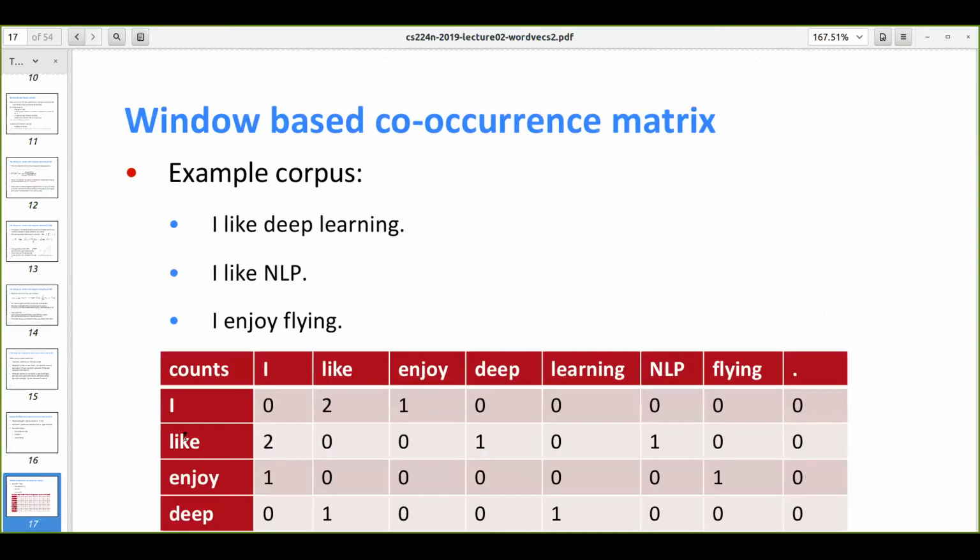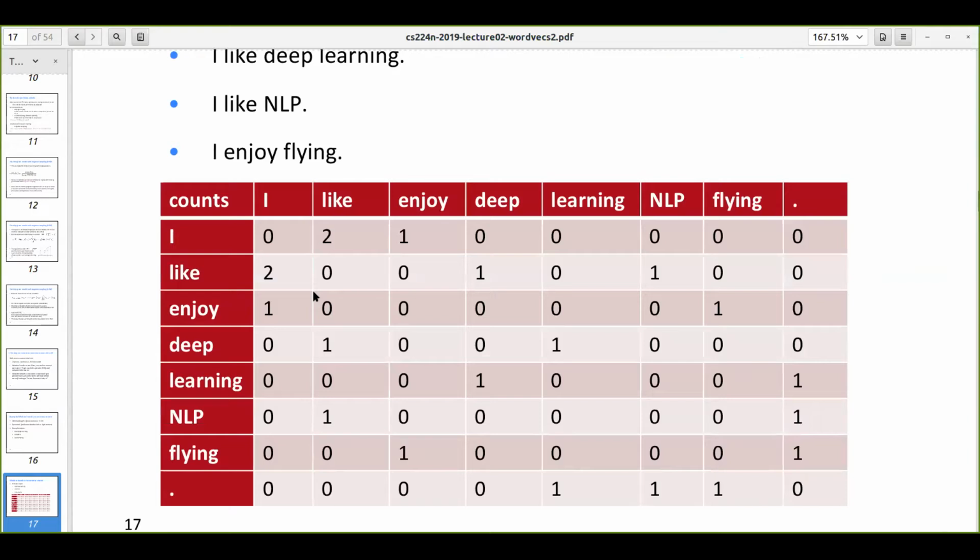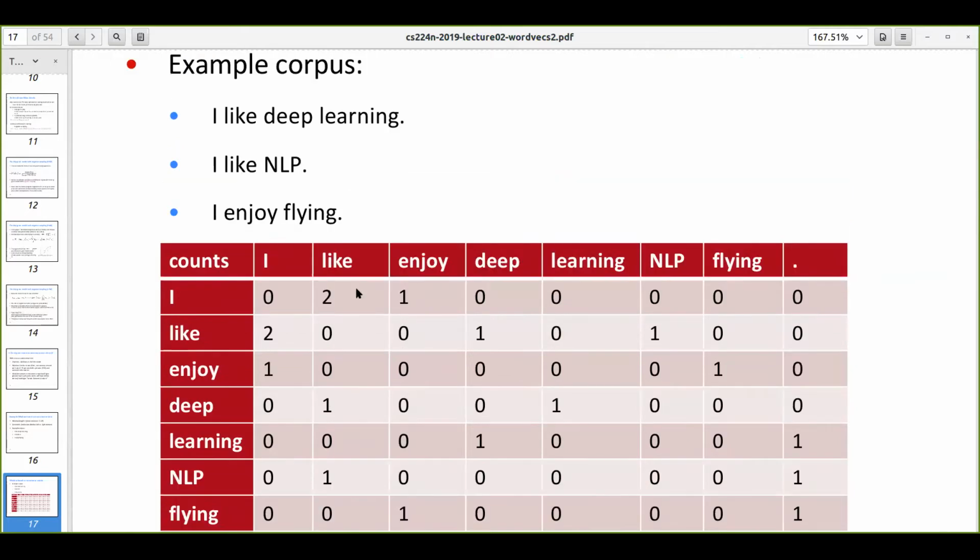So what we're doing here is maintaining a count of the number of times each word co-occurs with another word. As we can see here, I and like come within the same window twice. We can see: I like deep learning, I like NLP. The same goes for I enjoy. I enjoy flying. We can see that I and enjoy are present within a window of size 1 only once in our text corpus, which is why we have 1 here. This way we are going to construct this matrix, and this forms the basis for count-based word embedding methods.